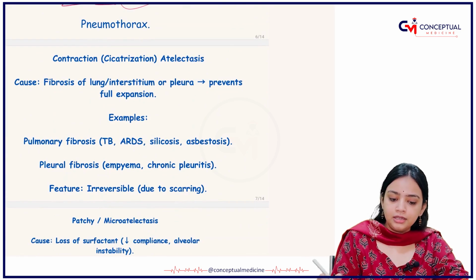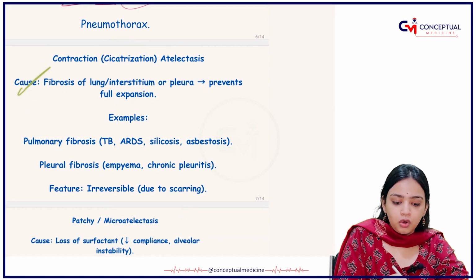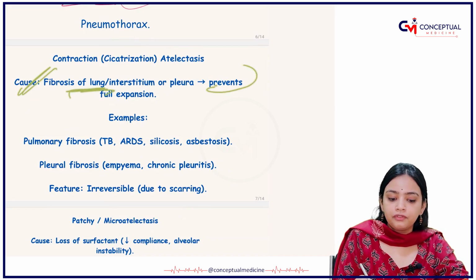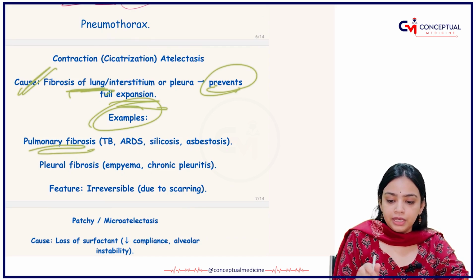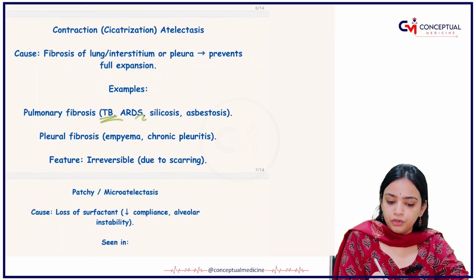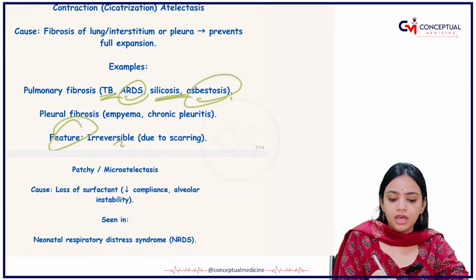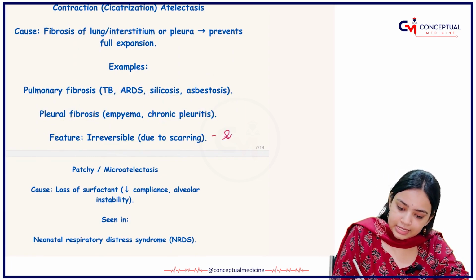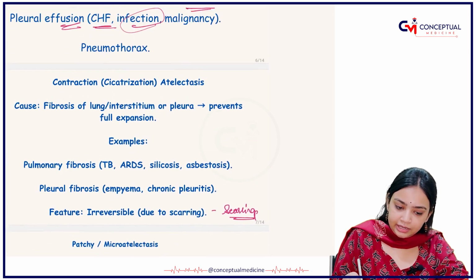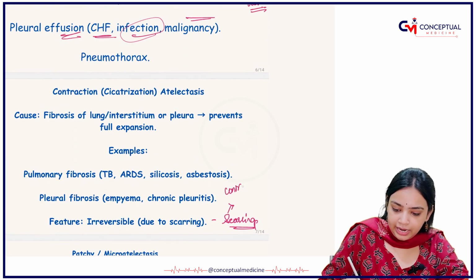Then next you have contraction atelectasis. The cause is fibrosis of the lung, which prevents full expansion. Examples are pulmonary fibrosis, like in cases of tuberculosis, ARDS, silicosis and asbestosis. The features are that it is irreversible and it causes scarring. The scarring phenomenon is seen in the contraction type of atelectasis.